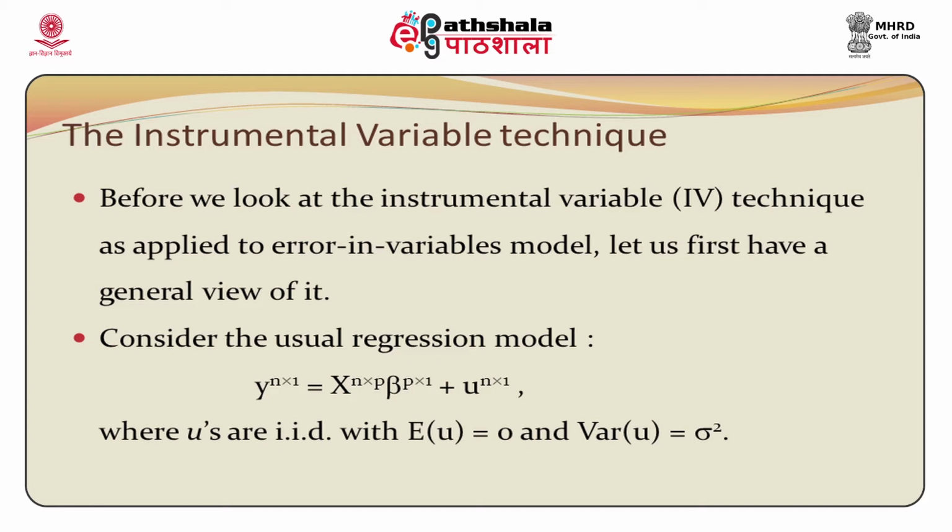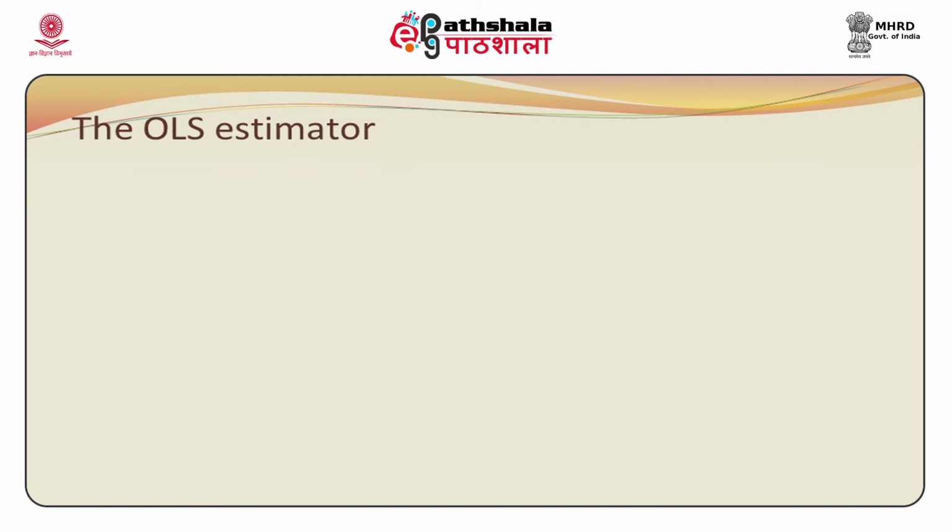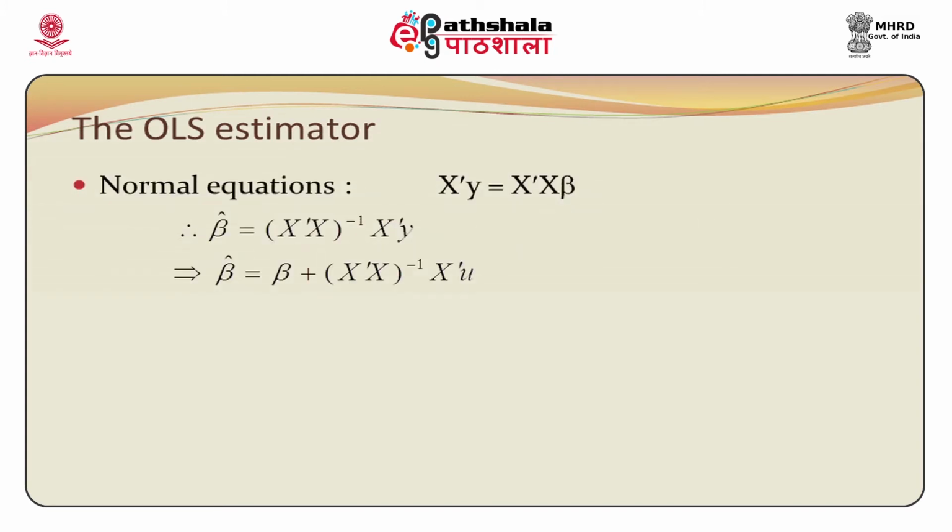We have the usual regression model y is equal to x beta plus u. So, we have n observations, so y is an n dimensional vector. There are p explanatory variables, and hence x is n by p. There are of course p corresponding parameters, and beta is p by 1, and you have the error, which is again n by 1. If we use ordinary least squares, then we have x prime y is equal to x prime x beta, and the least squares estimator comes out as beta hat is equal to x prime x inverse x prime y.